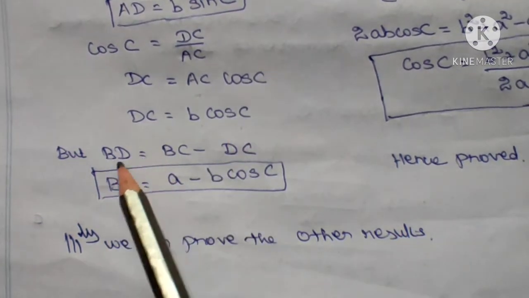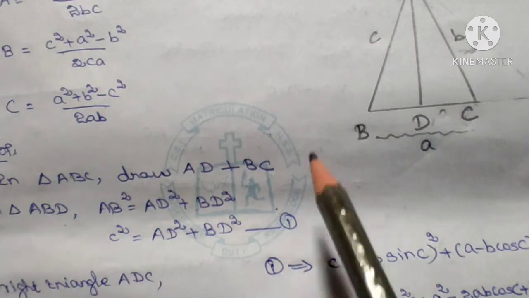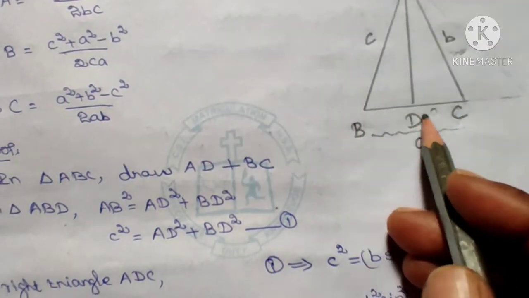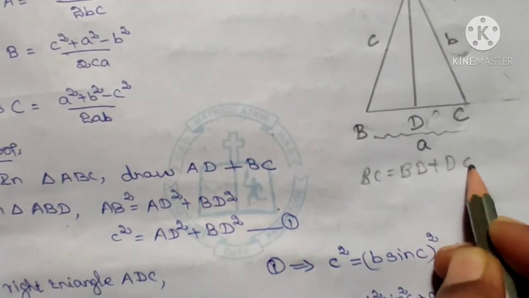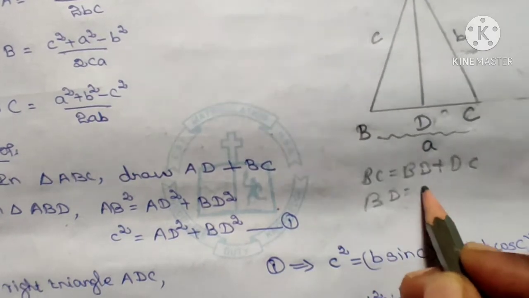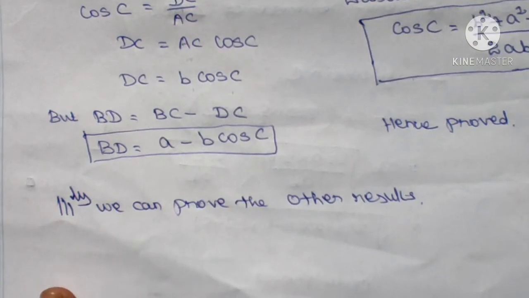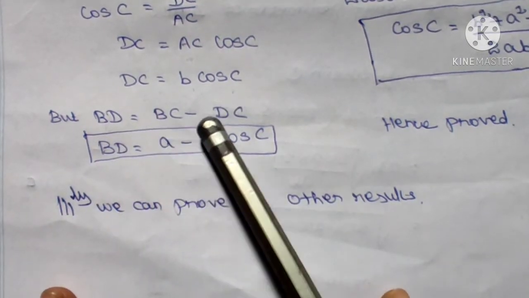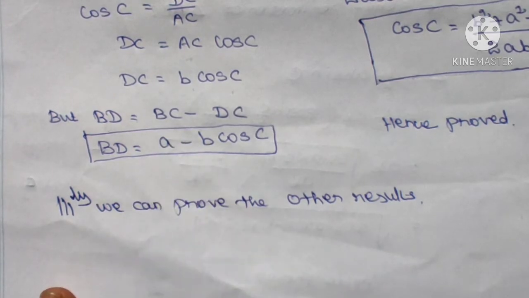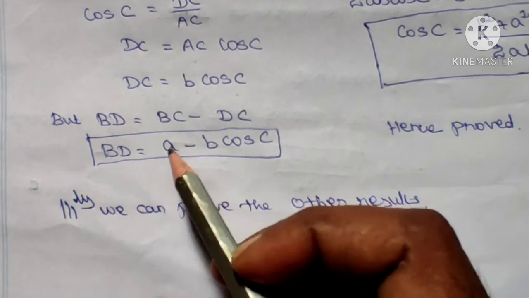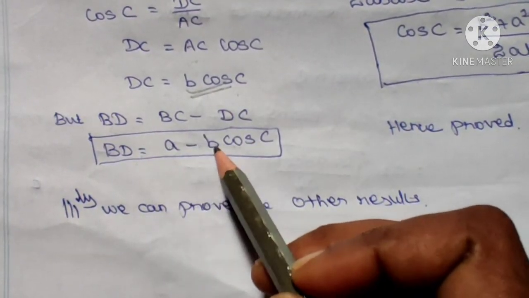But we use the diagram. BD is equal to what value? See the figure. BC is equal to BD plus DC. So BD is equal to BC minus DC. Here you substitute BD = BC − DC. BC is already taken as a, and DC is b cos C. You substitute here. So BD = a − b cos C.